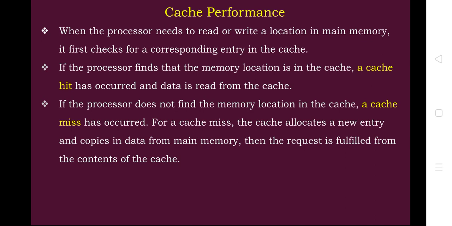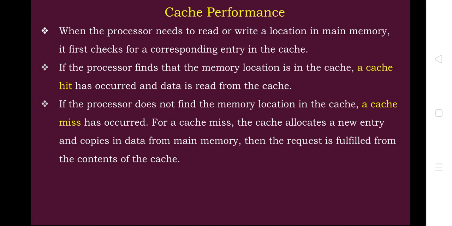When it is not available, it is called a cache miss. So when a cache miss occurs, the cache allocates a new entry and copies in data from the main memory. Then the request is fulfilled from the contents of the cache. So when a miss occurs, it assumes that there is no data in the cache. So the system will try to bring the data from the main memory to the cache, and then the cache will start to transfer data to the CPU, and then the CPU can continue the operation.